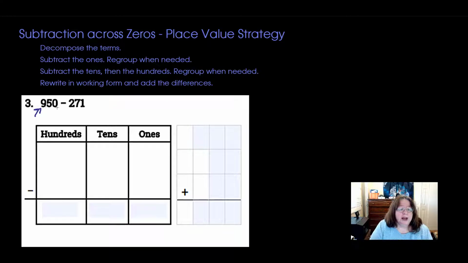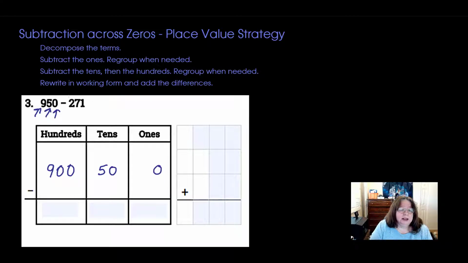We have 950. So I'm going to leave some space up at the top for our regrouping, and I'm going to put 900. We're putting the value rather than the digit representing the place value. So we're putting, because that'll give us some room to work, 900. There are 5 tens, so we're putting 50 here. And there are 0 ones, so instead of leaving it blank, we are actually writing in 0.